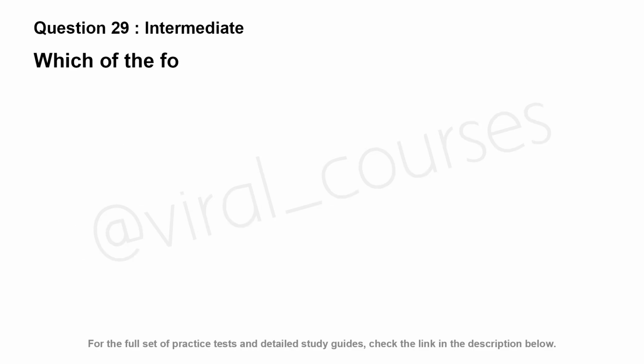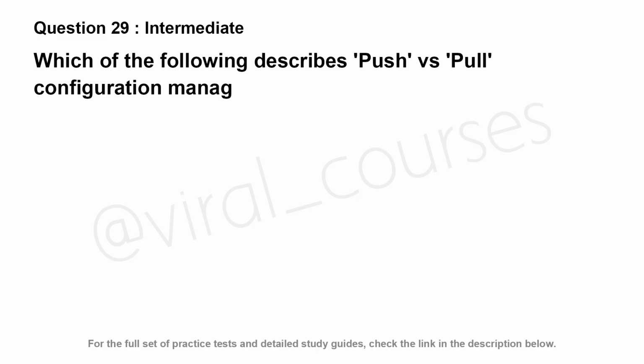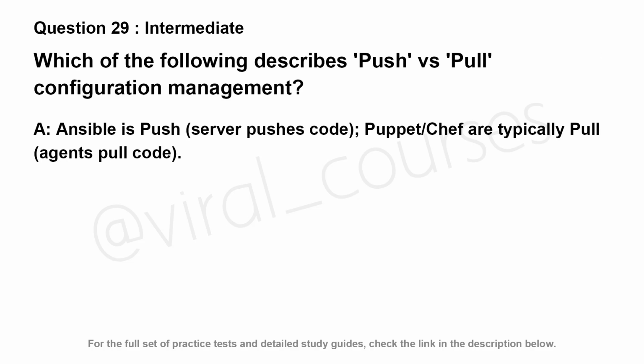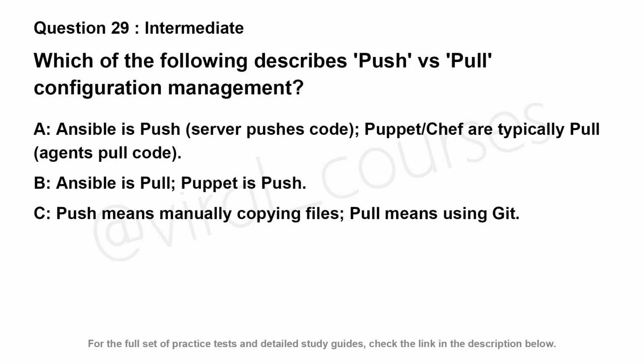Which of the following describes push vs pull configuration management? Option A. Ansible is push. Server pushes code. Puppet, Chef are typically pull. Agents pull code. Option B. Ansible is pull. Puppet is push. Option C. Push means manually copying files. Pull means using Git. Option D. There is no such concept in DevOps.